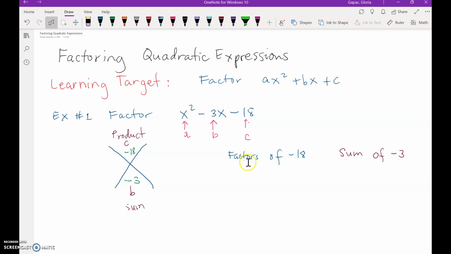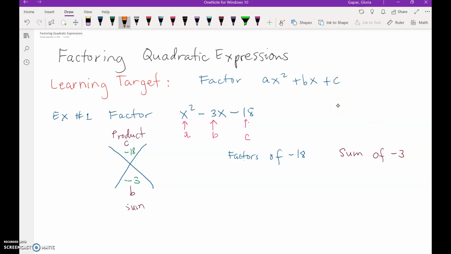That will give us a sum of negative 3. So two conditions must be met. Multiply to negative 18 and add up to negative 3. So think about what are those two numbers that's going to give us a product of negative 18 and a sum of negative 3.